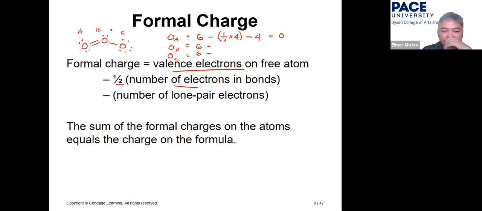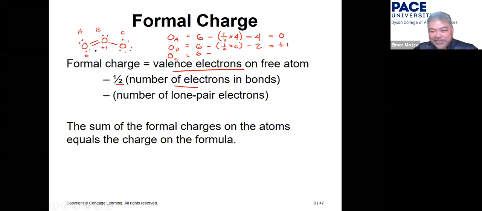Now how about the other one, the OB? So how many bonding pairs do I have there? I have 3 bonding pairs, so that means that's 6 electrons. And I have 2 lone pairs there. So that means 6 minus 3 minus 2, I have a plus 1. Right? So I can put here 0, and here plus 1. That's why I use this as an example, because same oxygen but different formal charge. Because as you can see, they have different numbers of bonding pairs and lone pairs.